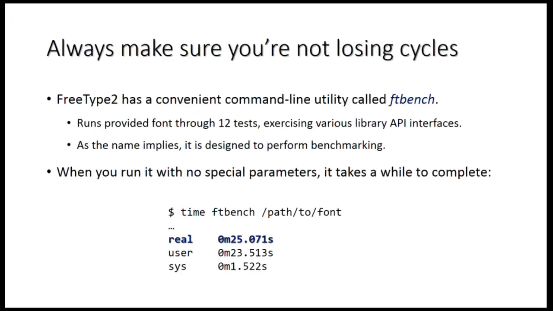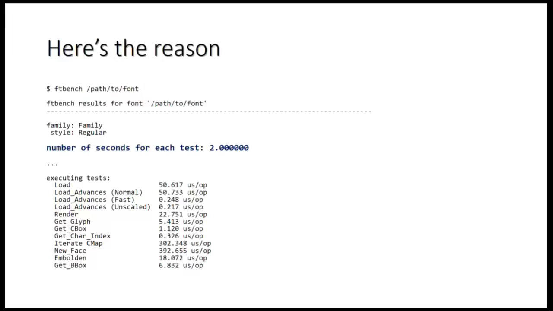Another funny thing is that you should always make sure that you're not losing cycles, which is what I did. This is an example of FreeType, which has a very convenient command line utility called ftbench. It runs through 12 tests, exercising various API library calls. When you run it with no special parameters, it takes 25 seconds, for example, to just process the file.